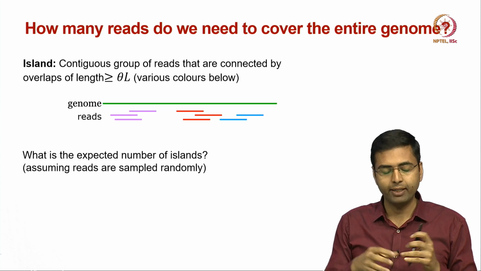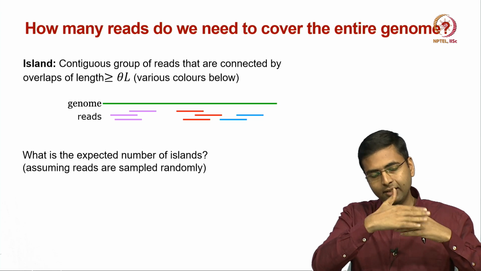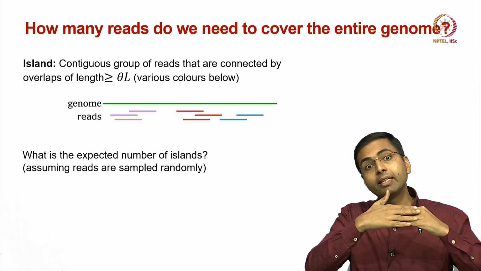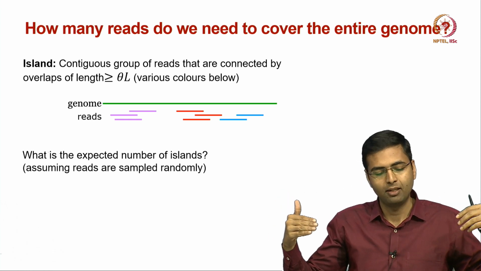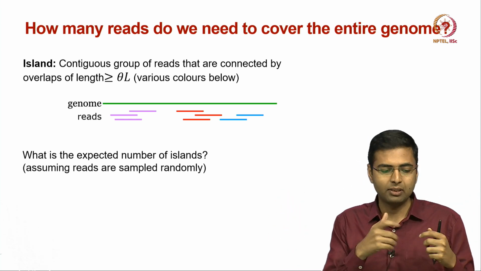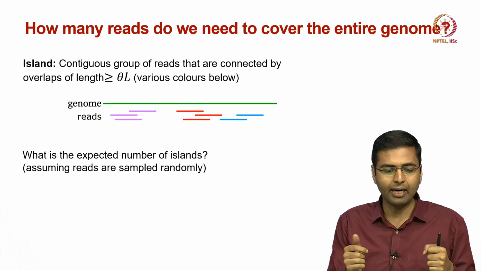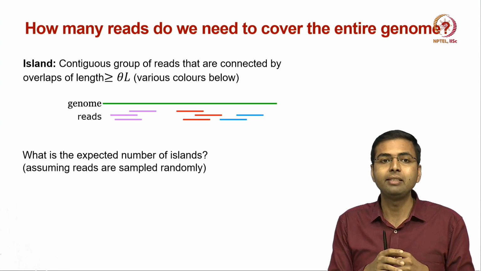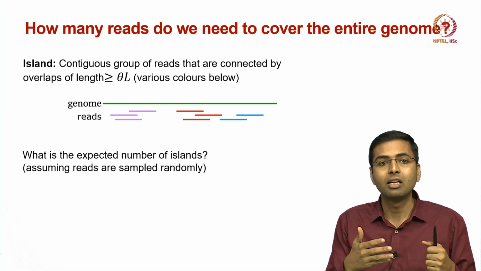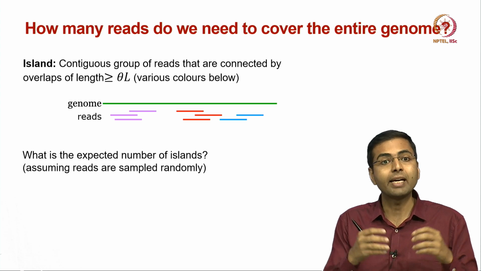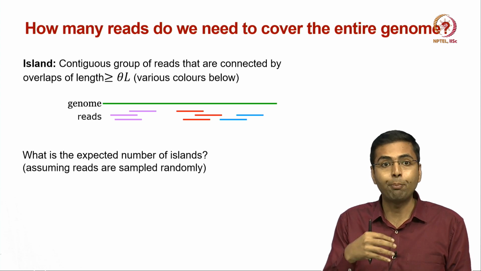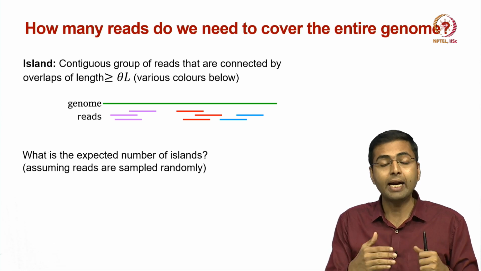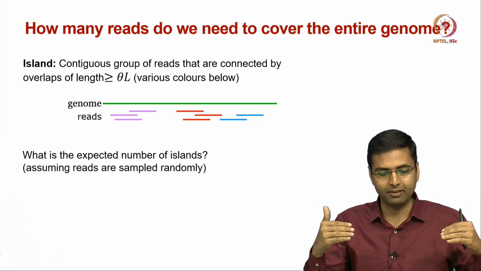Ideally, what we want is to see the reads overlapping with each other such that they cover the entire genome sequence. That is why we want to study the expected number of islands, so that we can understand how this expression changes with the number of reads, so that we can control and ask for an appropriate amount of data to ensure that the reads cover the entire genome sequence.